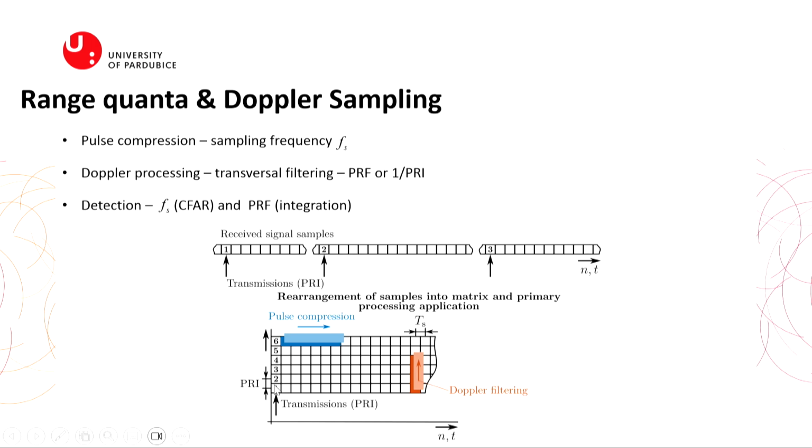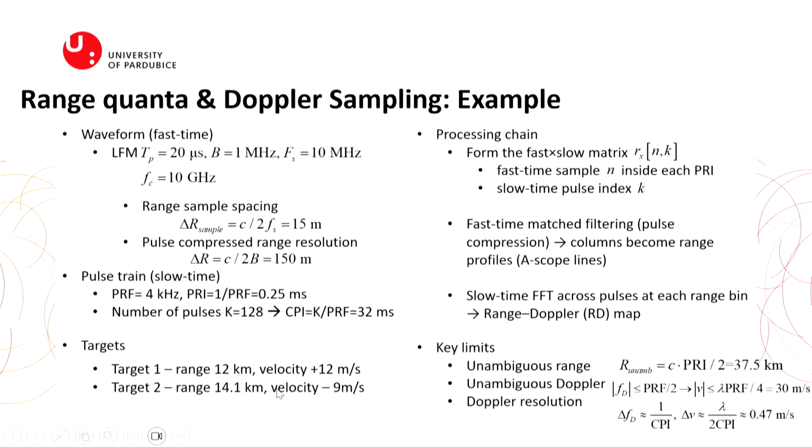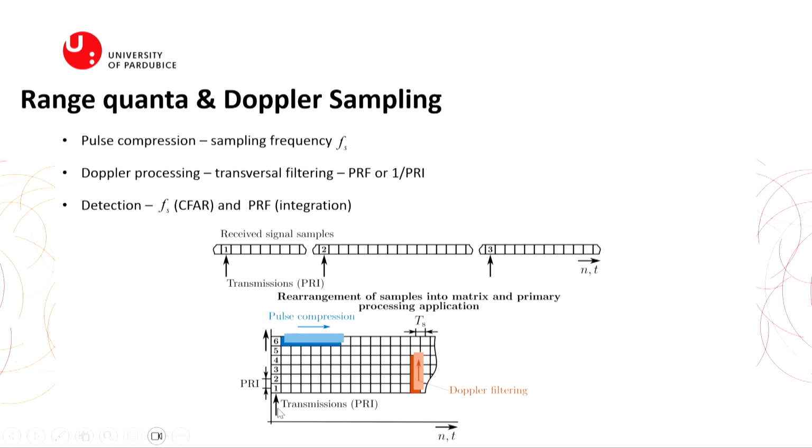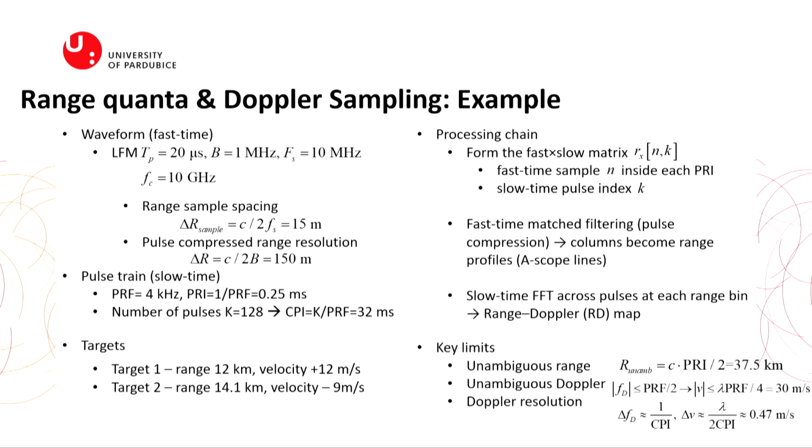So we know range. Range columns, it is a range cell. It will be a column, of course, but in slow time across pulses at each range bin. I will compute Doppler, which means that will be speed. There are some limits.